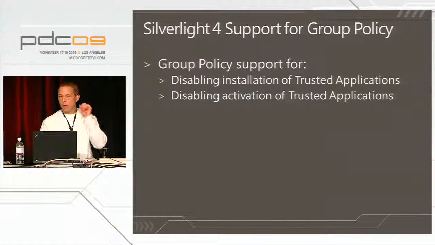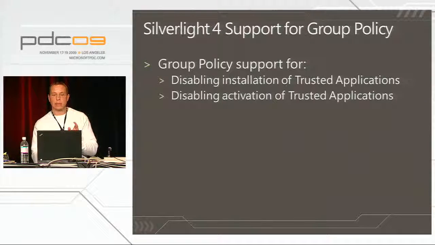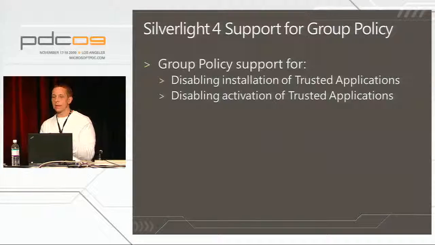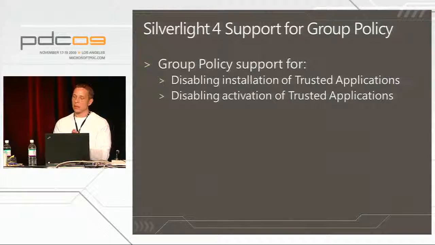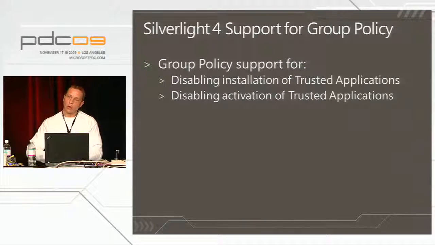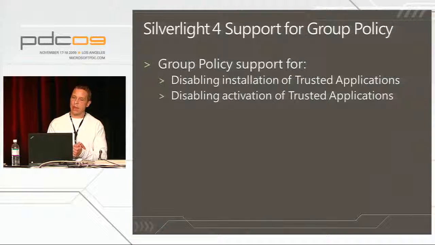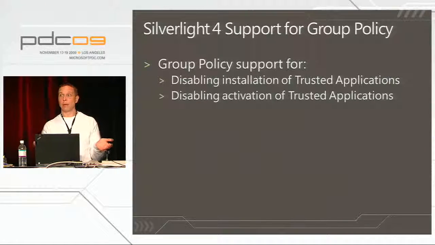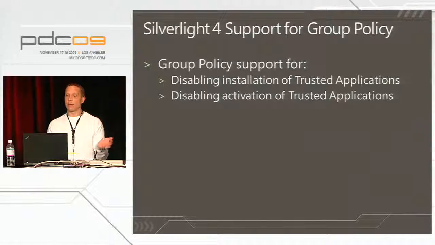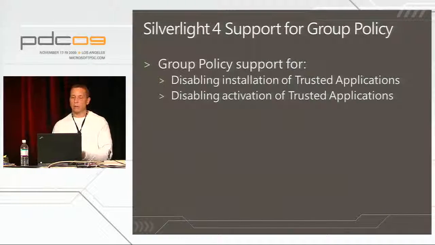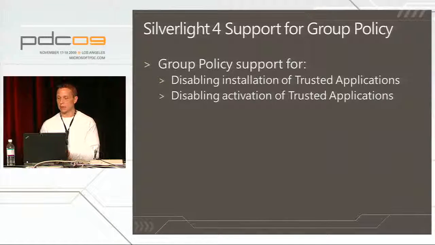Before I get on to Q&A, Silverlight 4, if for whatever reason you're in the enterprise and you go, I don't like those trusted apps, I don't want them to be installed, we have group policy support that says you can roll out a policy file that says don't allow my users to install these trusted apps. And even if you decide worse than that, you say, hey, I don't even want them to activate them. I don't care how they get them on there. I don't want them to run them. You have another option where you can roll out group policy that says, don't allow them to install them. Don't even let them activate those things.